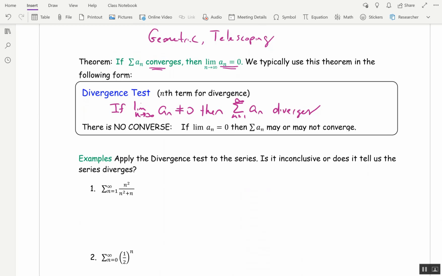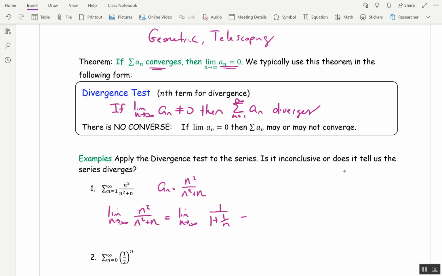So let's apply the divergence test to three series here and see if we can get a conclusion. So the first one, our a_n is n squared over n squared plus n. So we have to look at the limit as n goes to infinity of that sequence. Now that's infinity over infinity, so I'm going to divide top and bottom by n squared, which is the highest power in the denominator. So we get 1 on top, 1 plus 1 over n on the bottom. Again, I divided top and bottom by n squared.